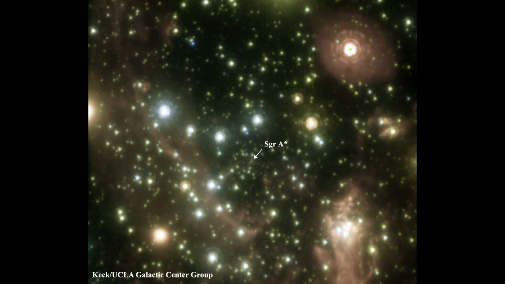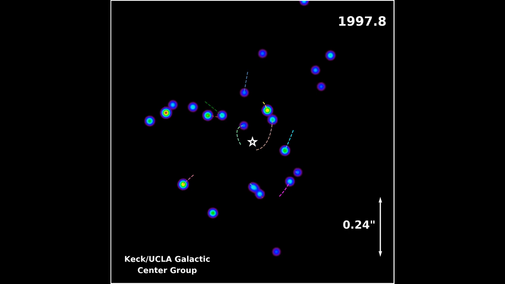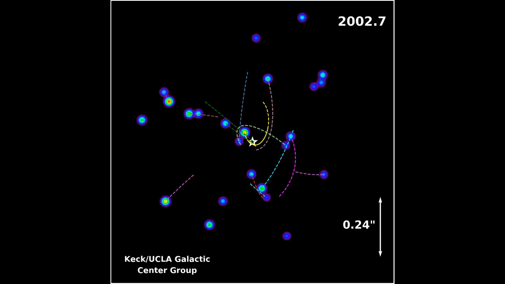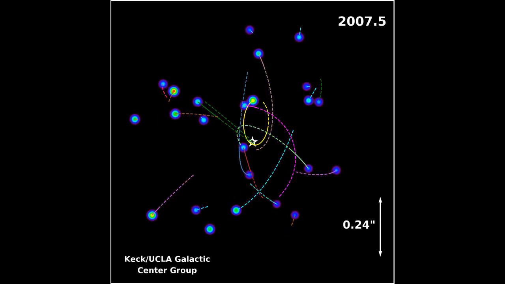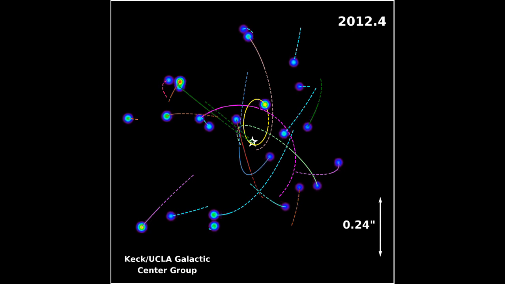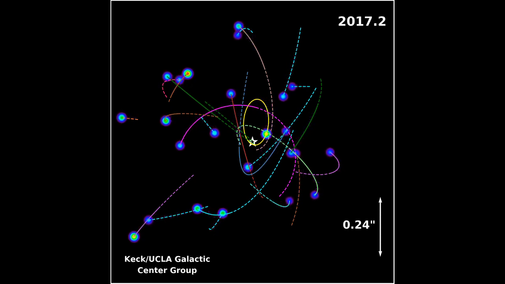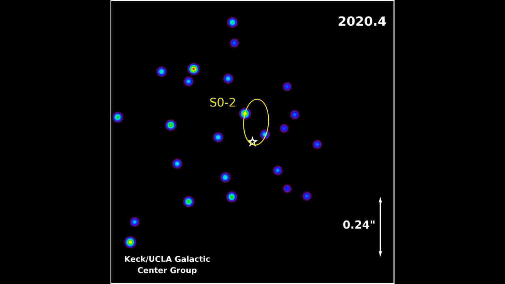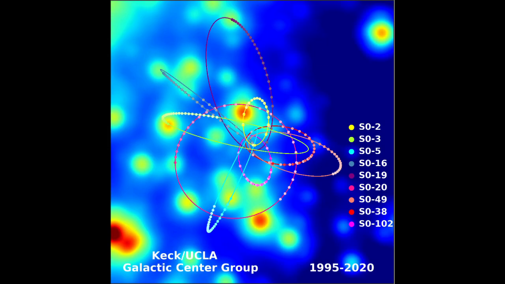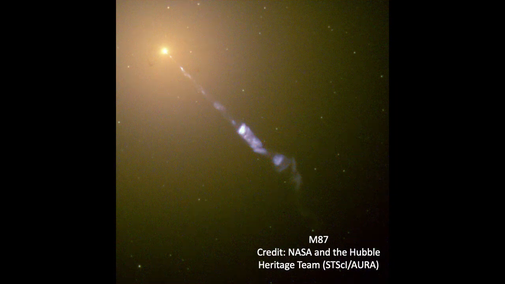Our own galaxy, the Milky Way, is home to the supermassive black hole Sagittarius A*. It's about 4,000,000 times the mass of our Sun and lies in the Milky Way's galactic center. It was discovered when astronomers at UCLA watched the motions of stars in the galactic center and noticed that they moved in ellipses like planets orbiting around a sun. Even though we couldn't see Sagittarius A* itself, we were able to use the observed orbits of the stars to pinpoint its location.